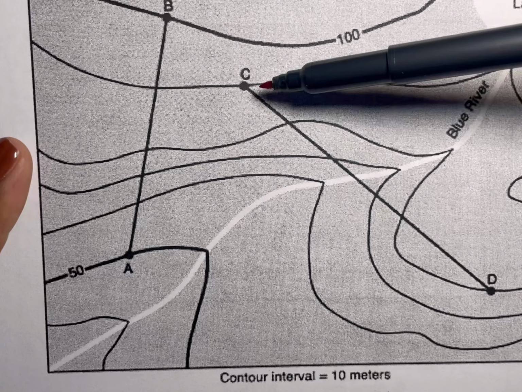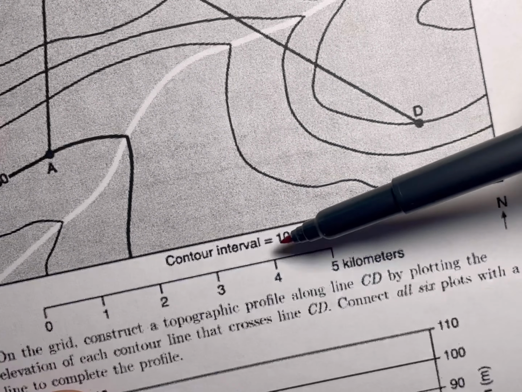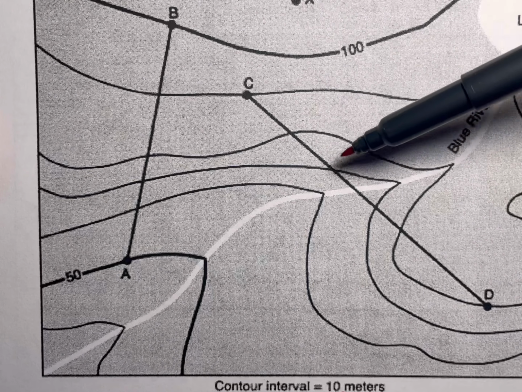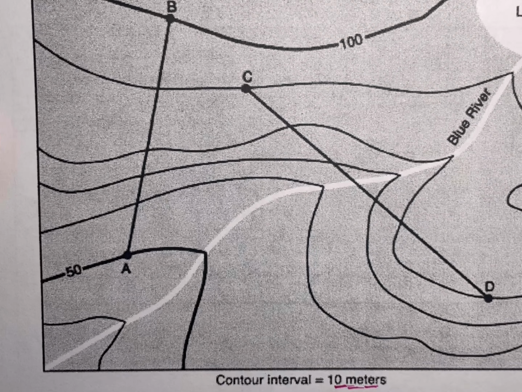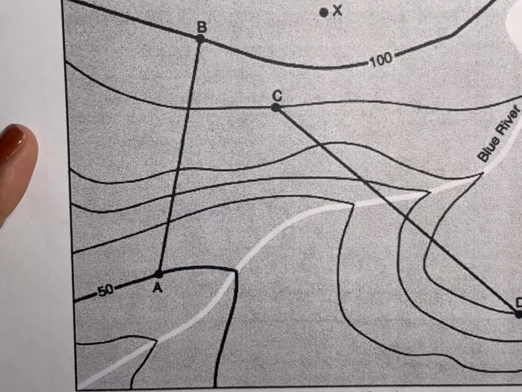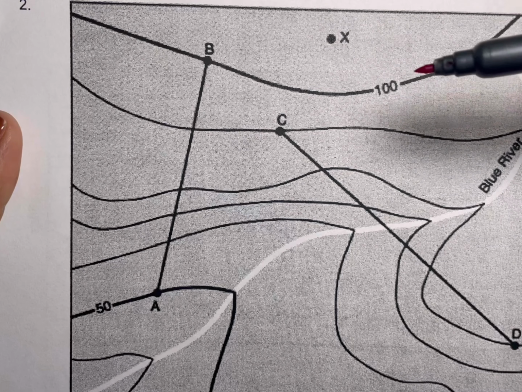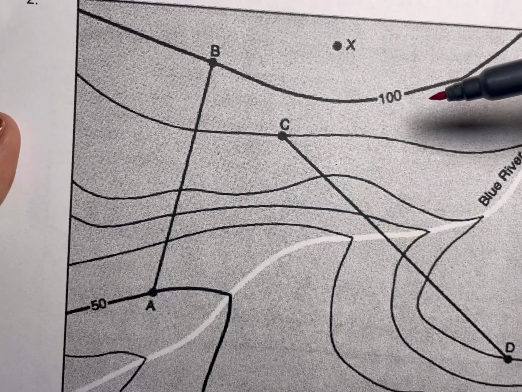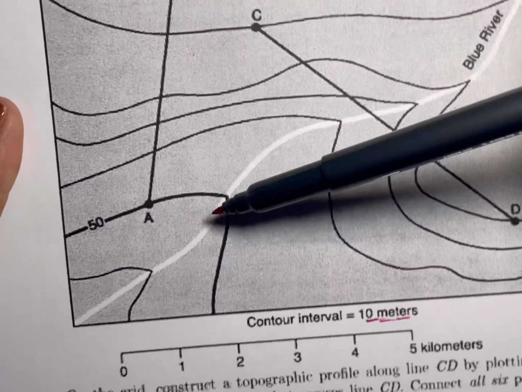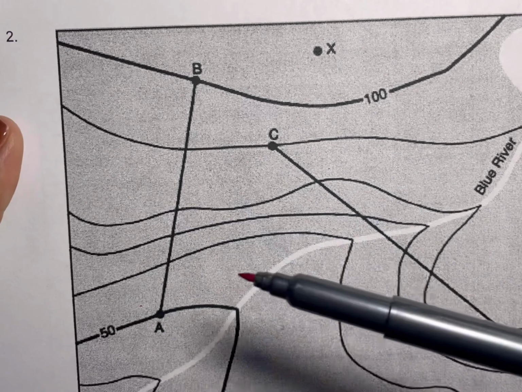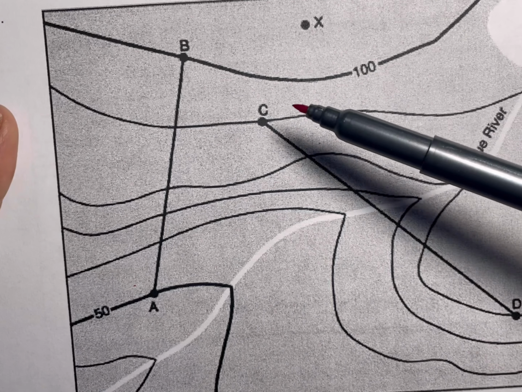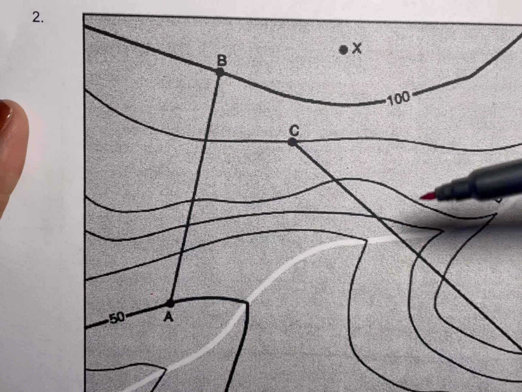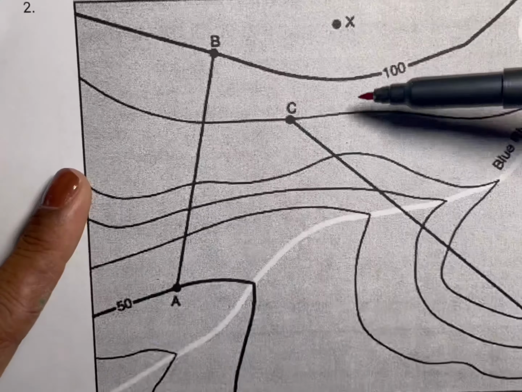So let's start with C and let's look at the contour interval first. The contour interval is 10 meters, meaning that each line is changing in elevation by 10 meters. The hint we can use is the elevations that are already given to us on the lines themselves. For instance, this is 100 and this is 50. So that gives us a hint that my elevation is higher on this side and it's going lower as we go towards the southern part of the map, changing by 10 meters with each line.